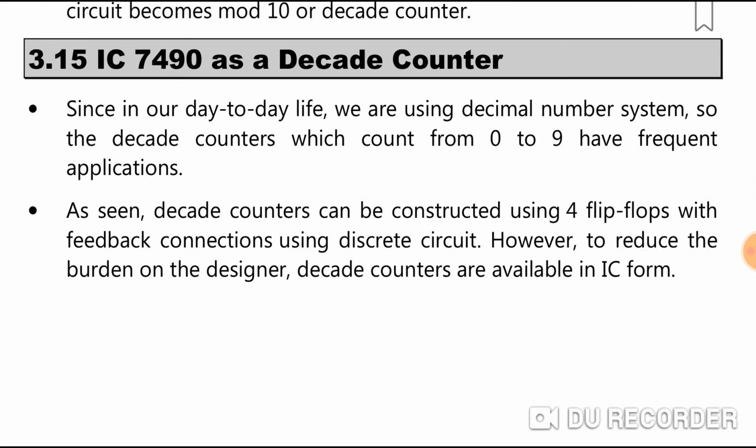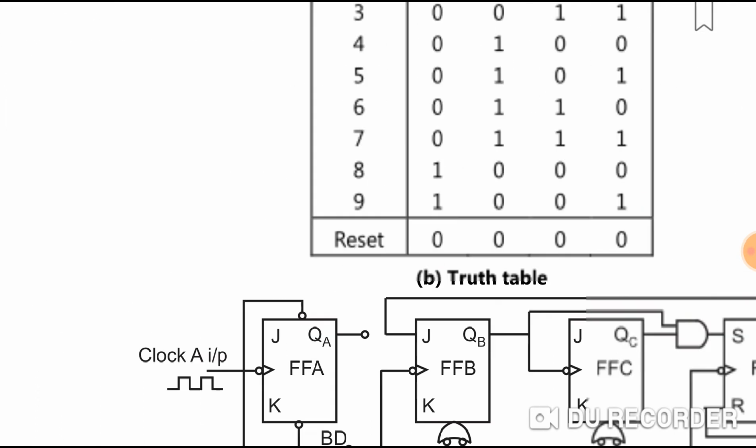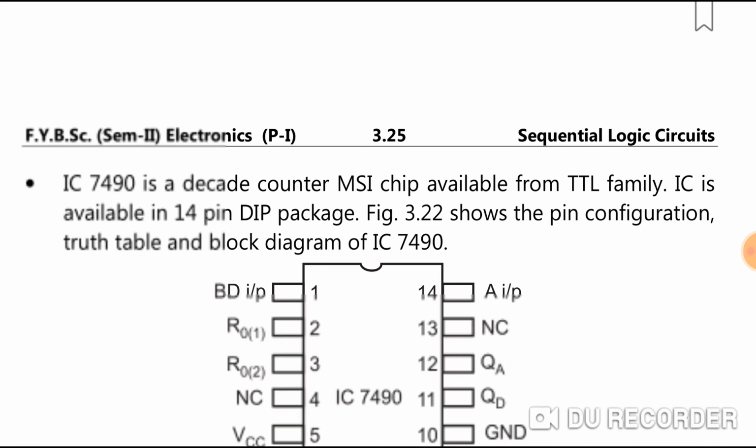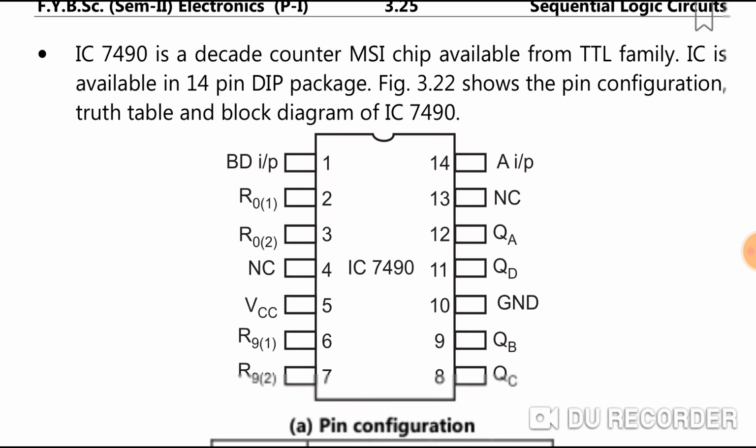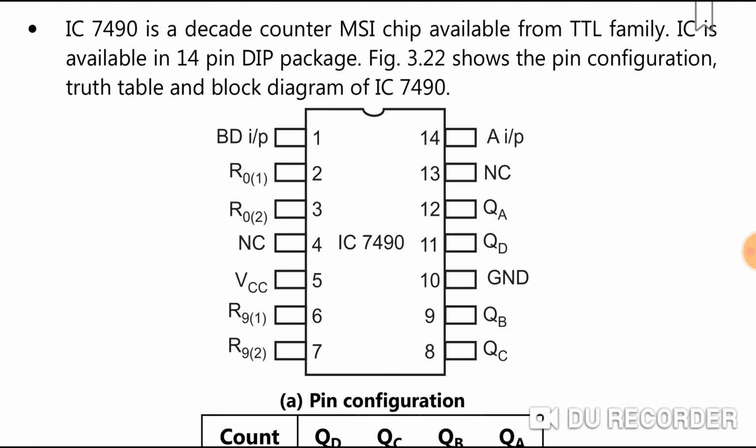IC 7490 is used as a decade counter. Since in our day-to-day life we use the decimal number system, decade counters which count from 0 to 9 have frequent application. As seen, decade counters can be constructed using 4 flip-flops with feedback connections using discrete circuits. However, to reduce the burden on the designer, decade counters are available in the form of ICs. So this IC is like this. 7490 is a decade counter MSI chip available from the TTL family. The IC is available in a 14-pin DIP package.